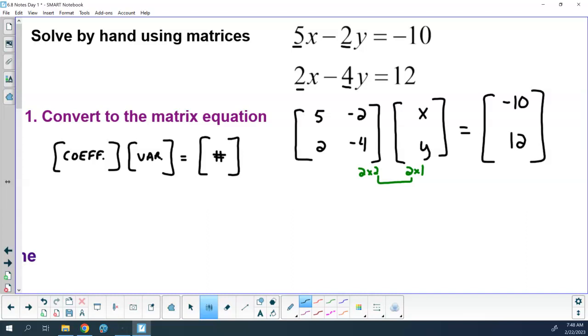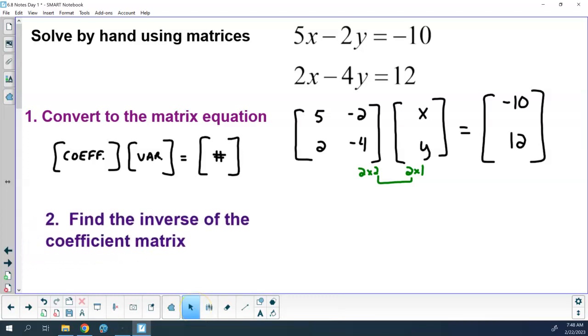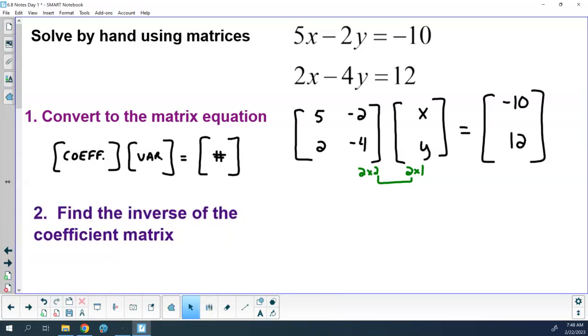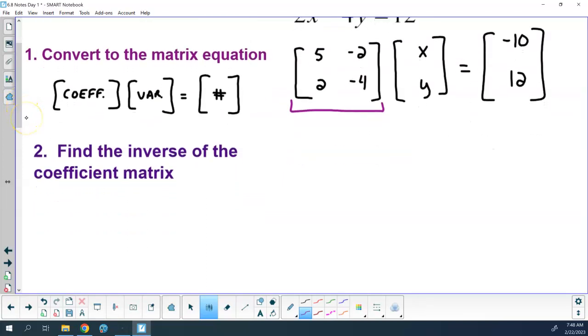We have to convert our regular old system of equations into a matrix equation. Step 2 then says, now we're going to find the inverse of the coefficient matrix. So I'm going to find the inverse of this matrix right there. Okay? Well, again, we just did that in the warm-up. We did it all last week.